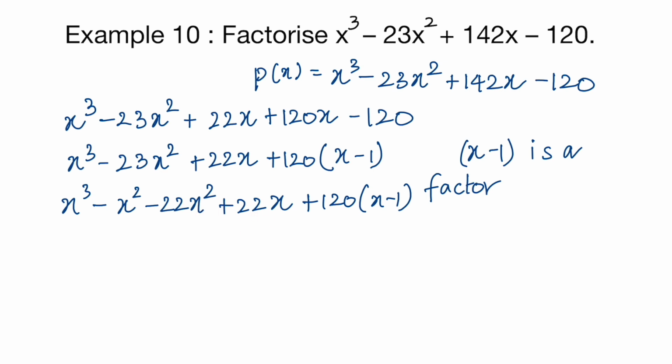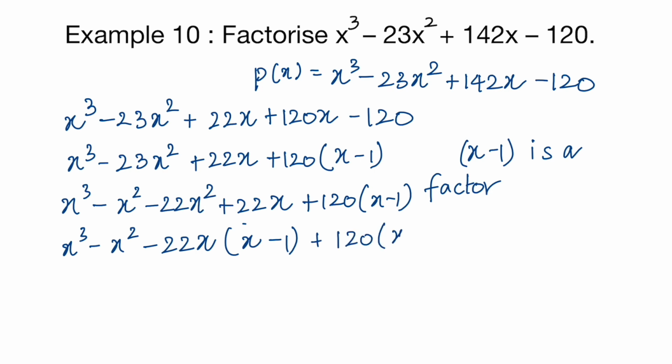Okay, so the basic objective for you is, you have to split these terms in a way that you can take x minus 1 as a common factor out of this. Okay, so that is the basic idea. So x cube minus x squared minus 22x, if you take that as a common factor, then you are left with x minus 1. Because you are taking minus 22x, this term would become minus 1, and the next term has already been 120 into x minus 1. Okay, now we have two terms that are sorted.